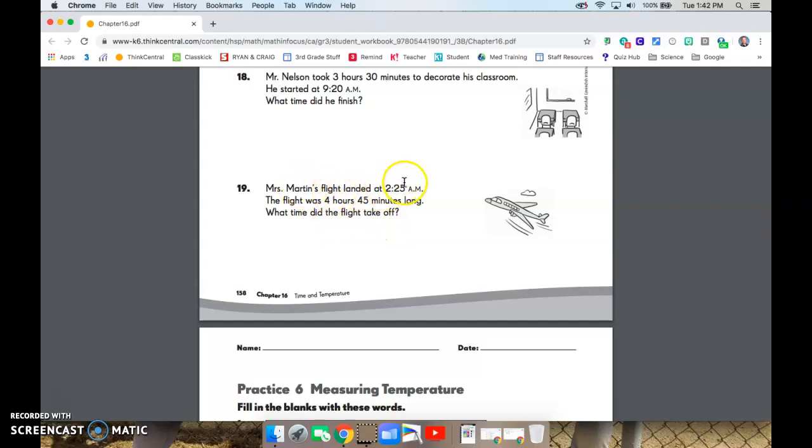Okay, so we know the time it landed, and we know how long the flight was, but we don't know what time it took off. So we got to work backwards this time. So 2:25 a.m., and we got to go back 4 hours. So 2, then we go back to 1 is an hour, 12 is 2 hours, 11 is 3 hours, and 10 is 4 hours. Okay, so we're at 10:25 right now, and then we still got to take off another 45 minutes.